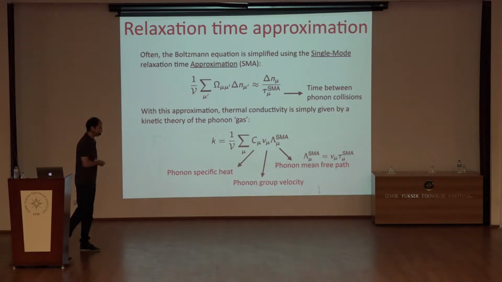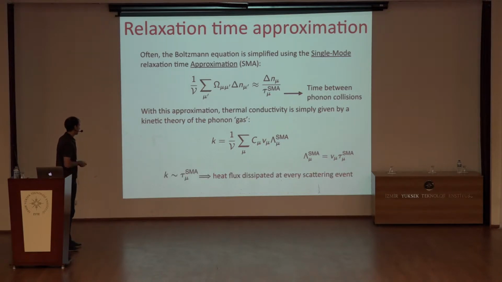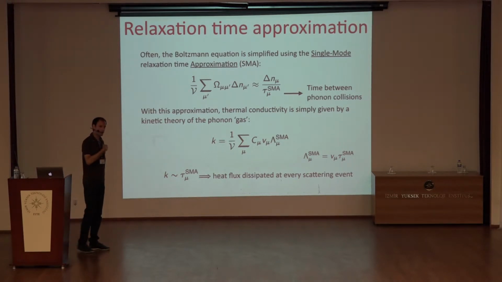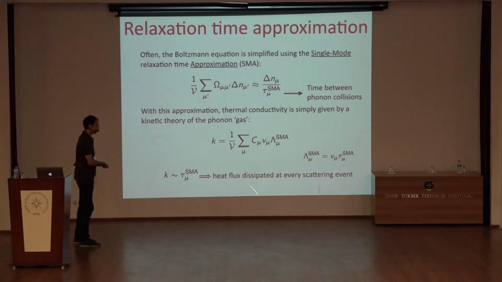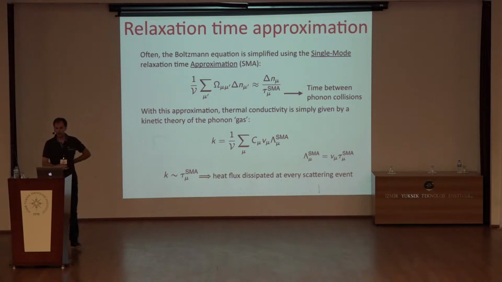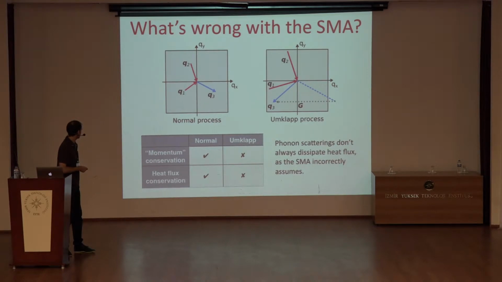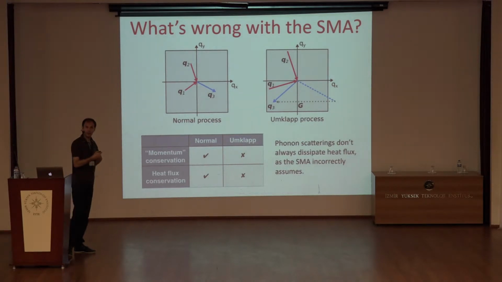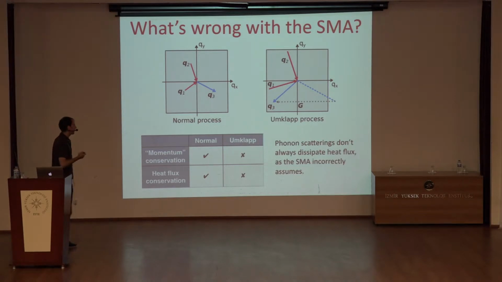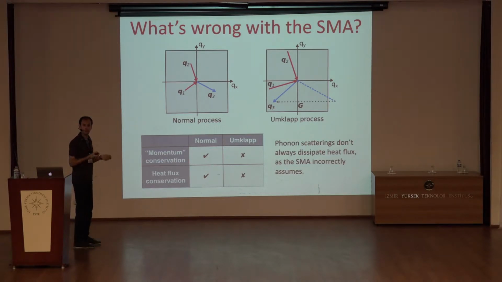So we simplified the scattering matrix, and what we see is basically that the thermal conductivity is roughly proportional to the phonon lifetime. This means that you are making the hypothesis that every time there is a scattering event, the heat flux is dissipated. So the rate of heat flux dissipation is the same as that of the phonon collisions. And as was also discussed yesterday, this is not, strictly speaking, correct, because you have to take into account the distinction between normal and Umklapp processes.